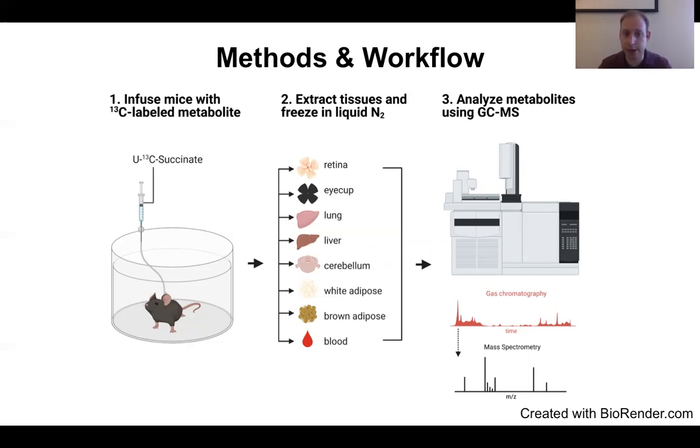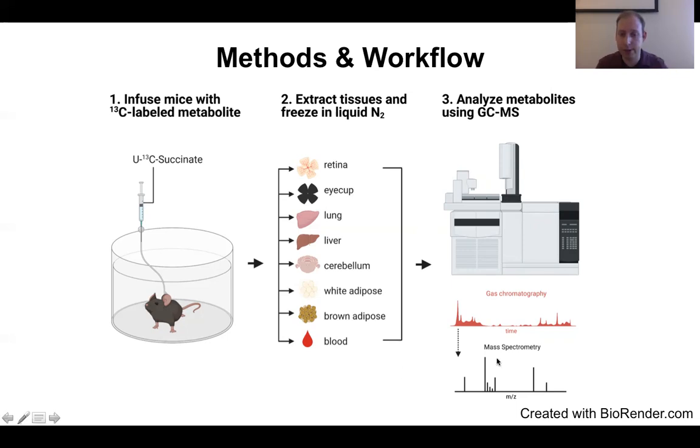We've taken all these tissues and put them in liquid nitrogen to flash freeze them, and we can analyze metabolites using this method, gas chromatography linked mass spectrometry. That allows us to separate out different molecules by volatility and then the molecular weight of those molecules by the mass to charge ratio. And the mass to charge ratio really tells us whether or not that molecule is heavy and how heavy it is. So if there's one heavy carbon on succinate, for example, we'll have it as M+1.